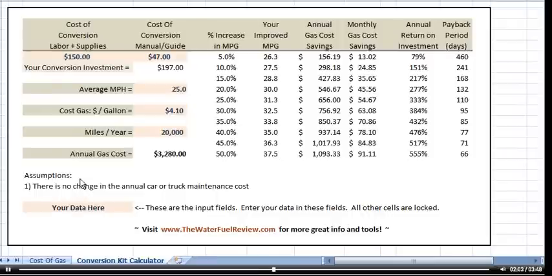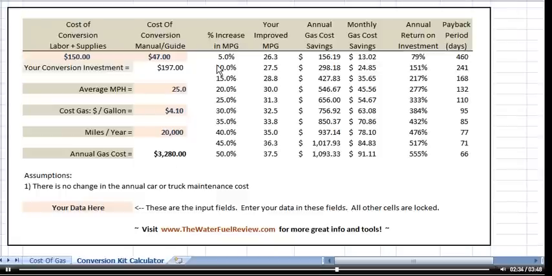The second page is to give you an indication, if you were to buy one of the fuel conversion manuals that are reviewed on the waterfuelreview.com site and install it on your vehicle, what sort of savings you might get if the installation were actually able to increase your miles per gallon. So again, you just enter your average miles per gallon, how much you pay for gas, the number of miles you drive a year, and the spreadsheet will tell you how much you pay a year in gas.